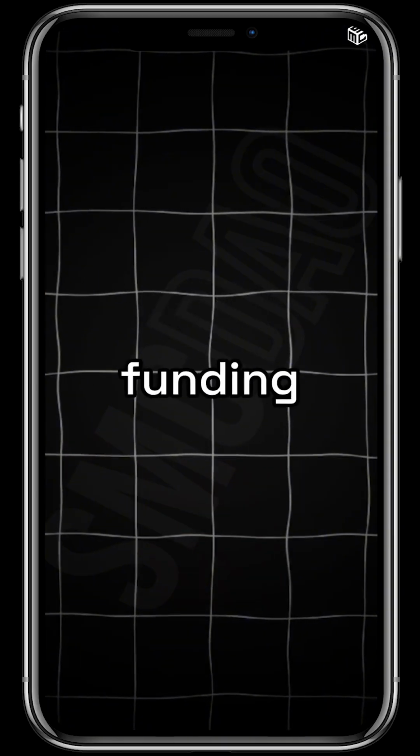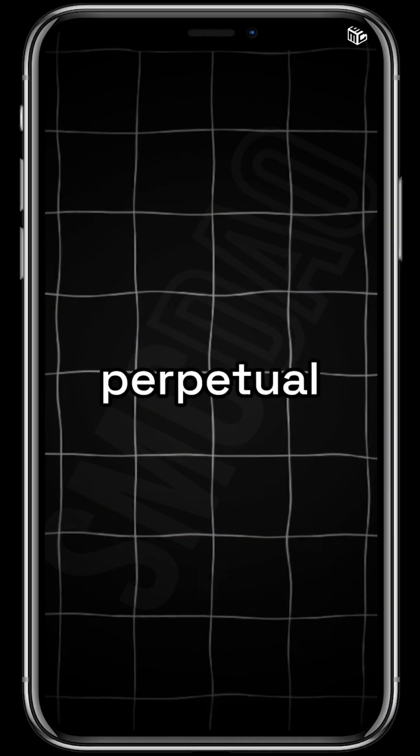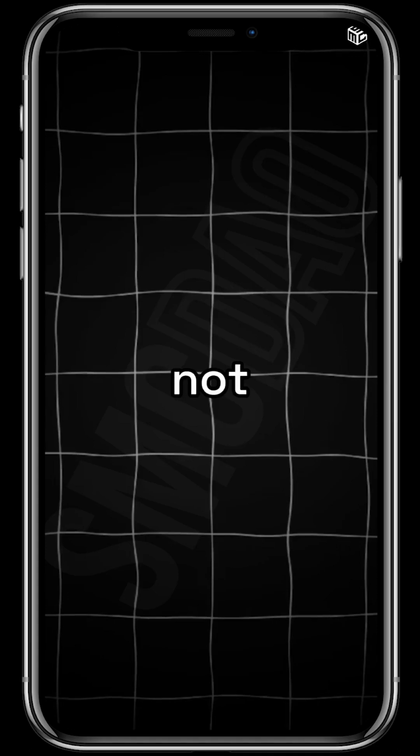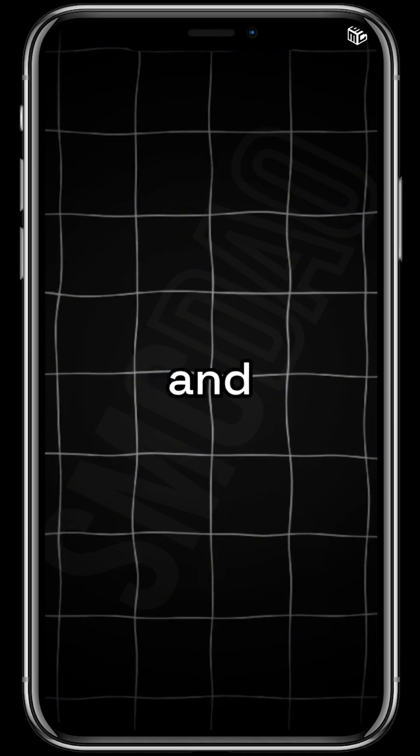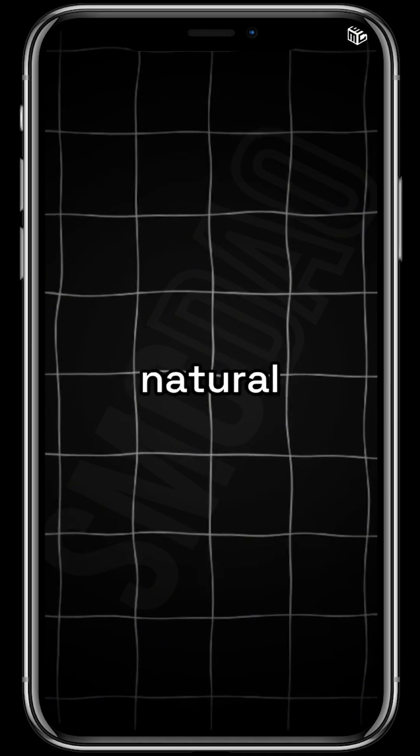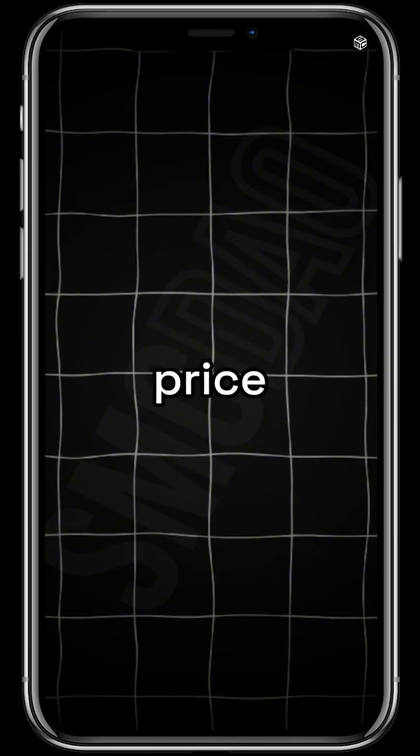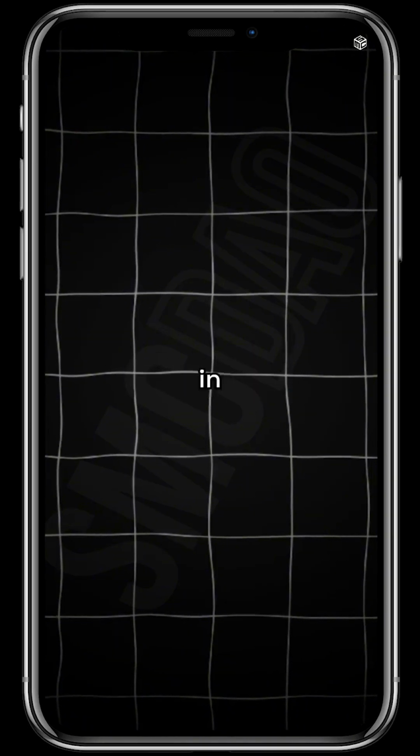Alright, so funding fees exist because of perpetual futures. Unlike normal futures, perpetual futures do not expire, and since they do not expire, there is no natural way to ensure that the futures price is the same as the current market price. So that's where funding fees come in, right?